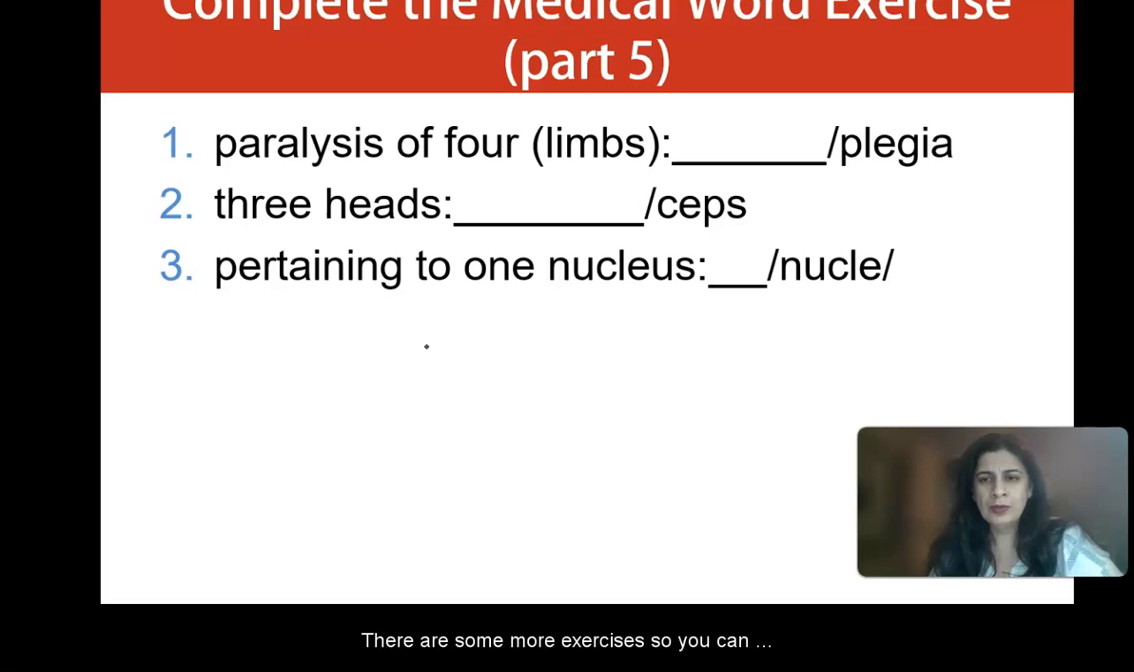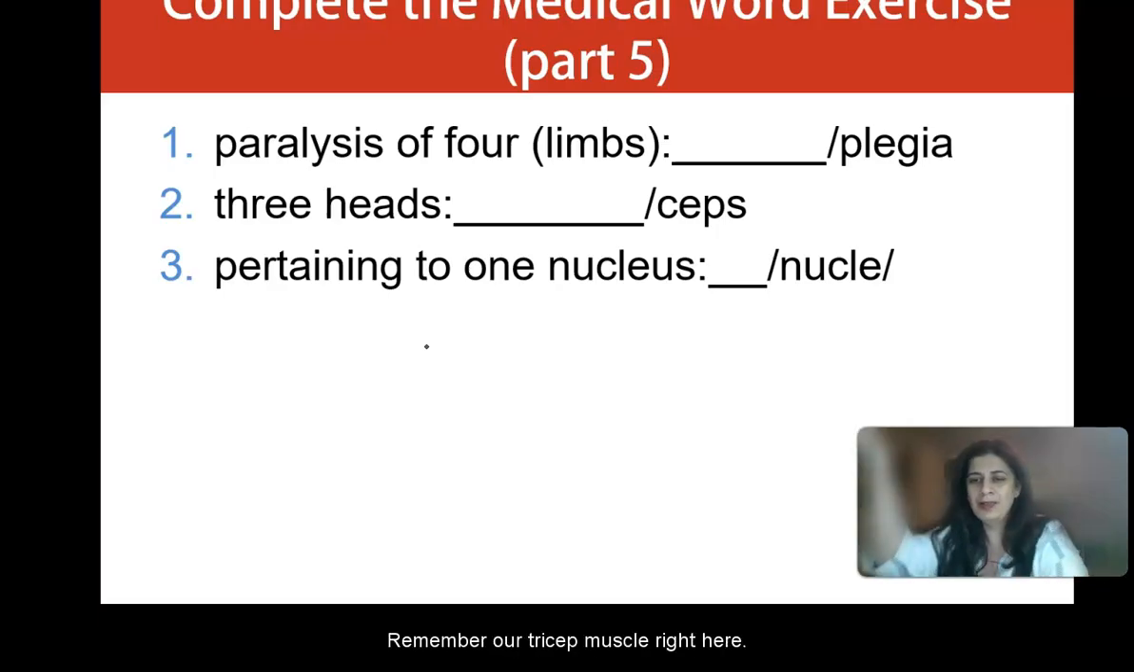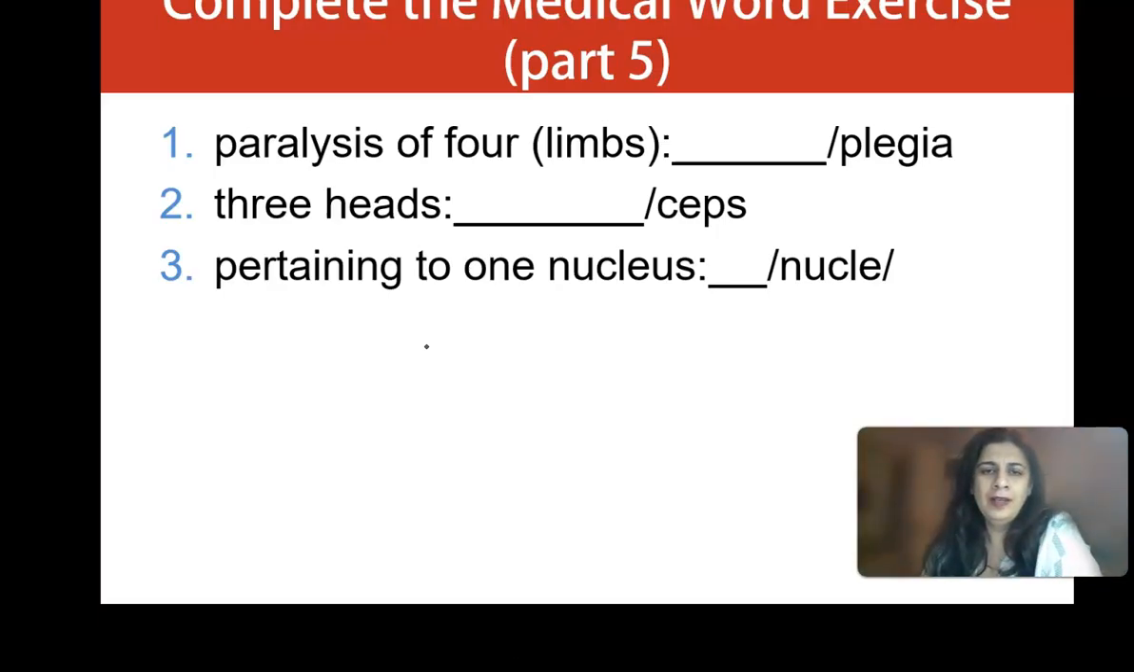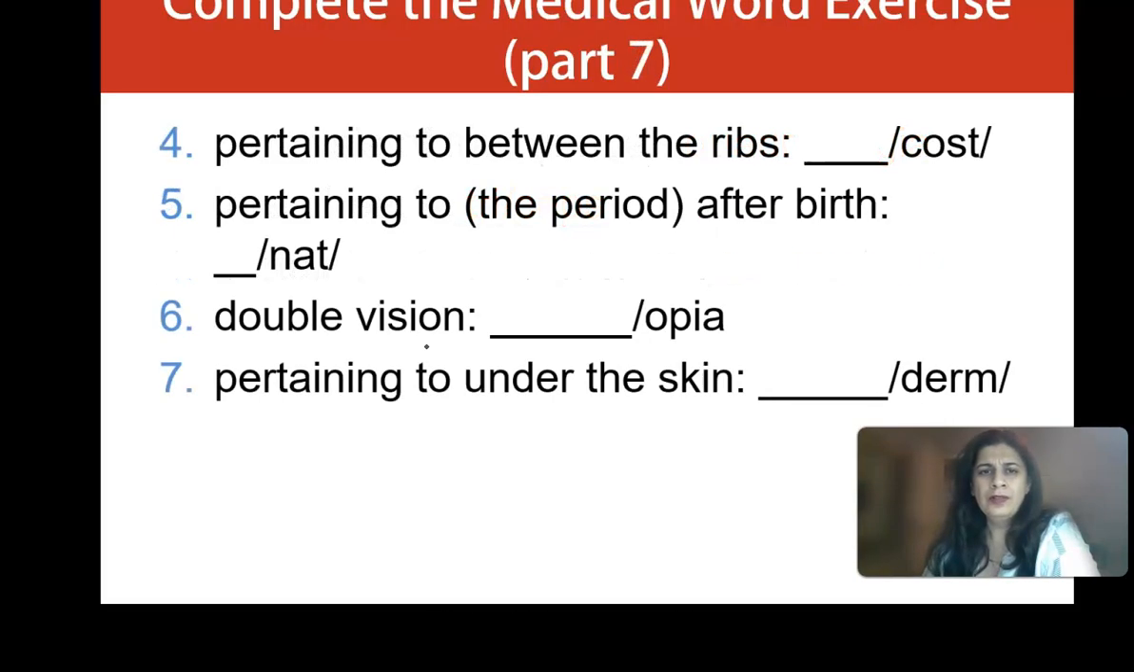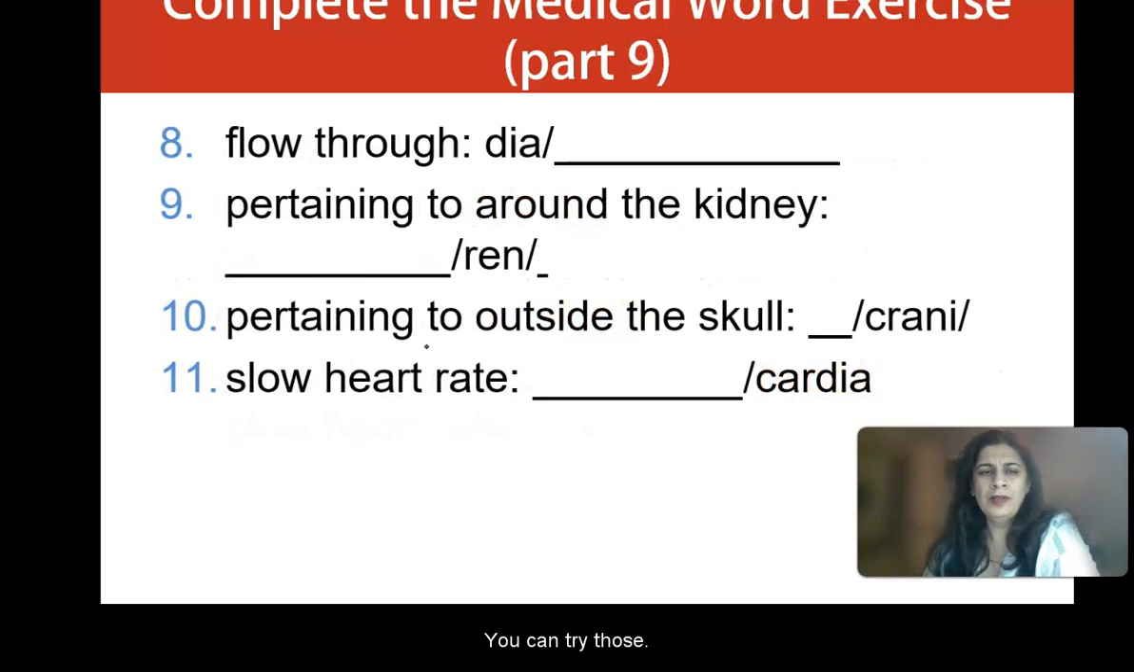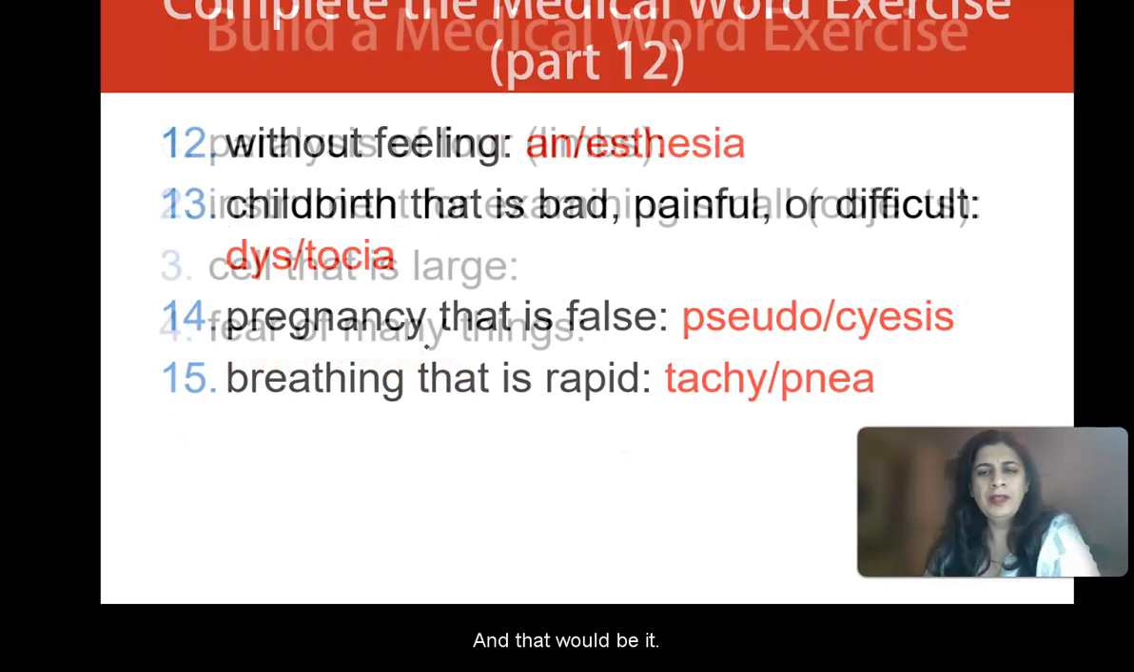So there are some more exercises. Quadriplegia, three heads, remember our triceps muscle right here. And pertaining to one nucleus would be uninucleus. So there are some more. You can try those, and that would be it.